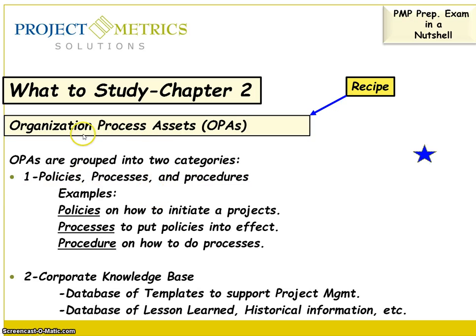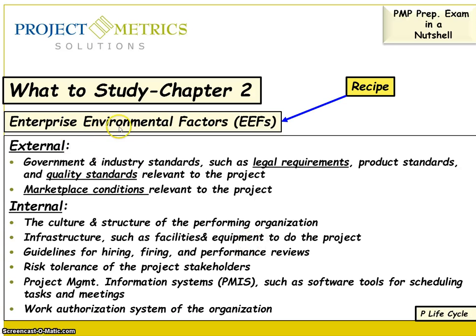For example, with organization process assets, you have control: you can create policies, processes, and procedures. You can also make a database of templates to support your project management, and you have lessons learned and historical information. The enterprise environmental factors I like to look at as something you don't have control over, for example legal requirements and marketplace conditions. You don't have any control over them.